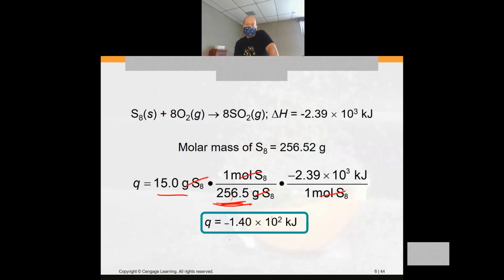So this releases 1.40 times 10 to the second kilojoules, or 140 kilojoules of heat. You can say negative 140 kilojoules, that's what Q is. It releases 140 kilojoules, which is also saying negative in words. When you say releases, that means exothermic. That means a negative Q value and a negative delta H value.